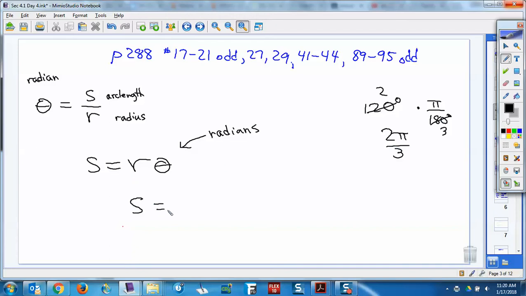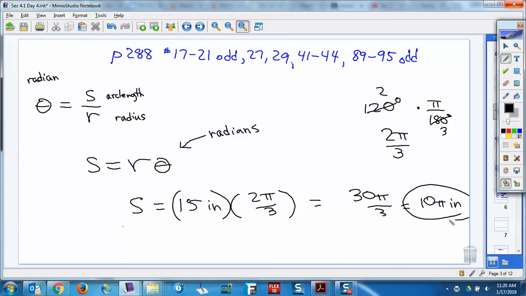So what's the arc length? We simply take our radius, 15 inches, times 2 pi thirds, and we get 30 pi thirds, which of course would be 10 pi, and we should probably put units on that. That'd be inches. There are no units for radians. I think I mentioned this: radians is really unitless. We only talk about radians if there's nothing else there to talk about. For example, if we were doing angular velocity, we're going to talk today about so many radians per second. But in this case, this is 15 inches times 2 pi radians. We're not going to call that inches radians.